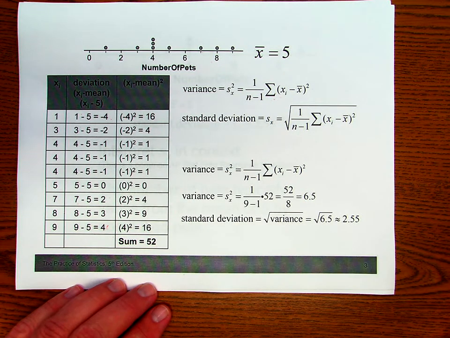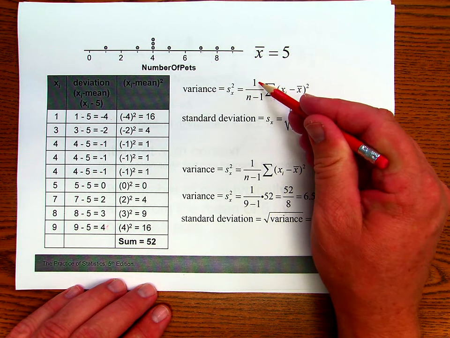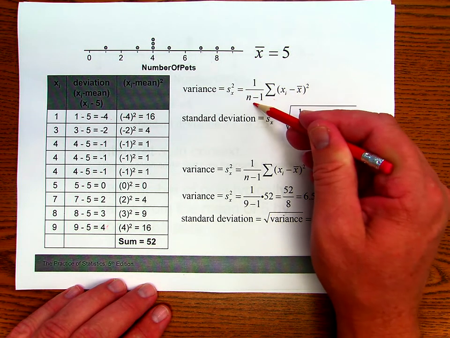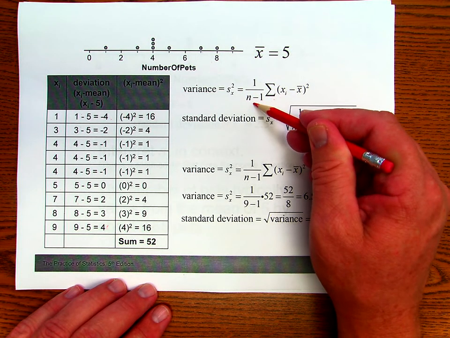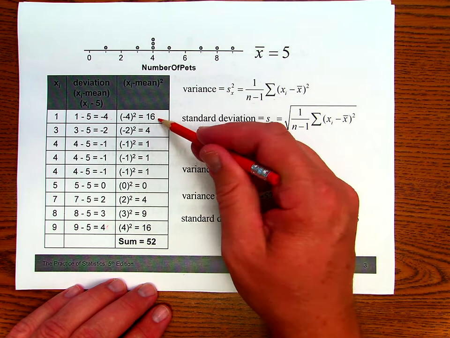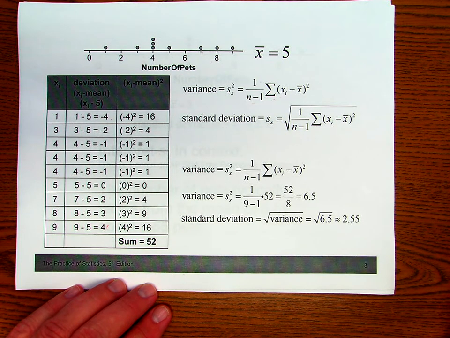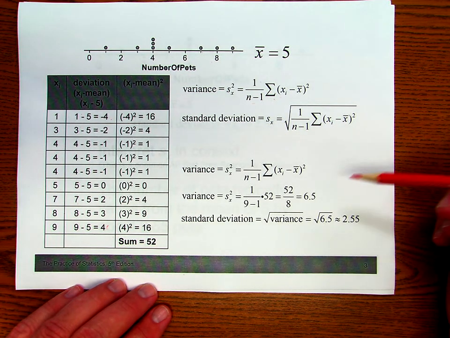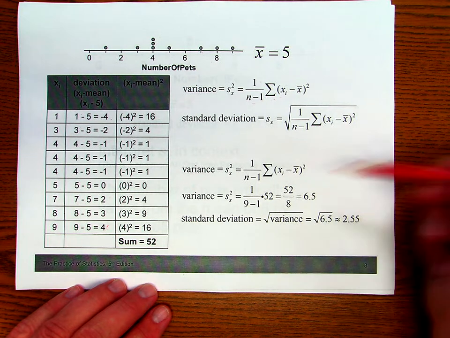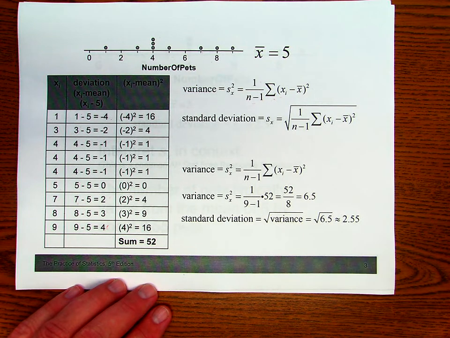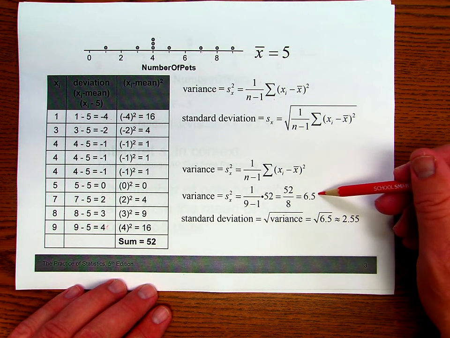And then the last step is we're going to multiply that by 1 over n minus 1. N refers to the number of data points. So we have 1, 2, 3, 4, 5, 6, 7, 8, 9 data points. So we're going to take that 52 and multiply it by 1 over 8 or divide it by 8. Either way you want to think about it, it takes us to the same place. So the variance is 6.5.